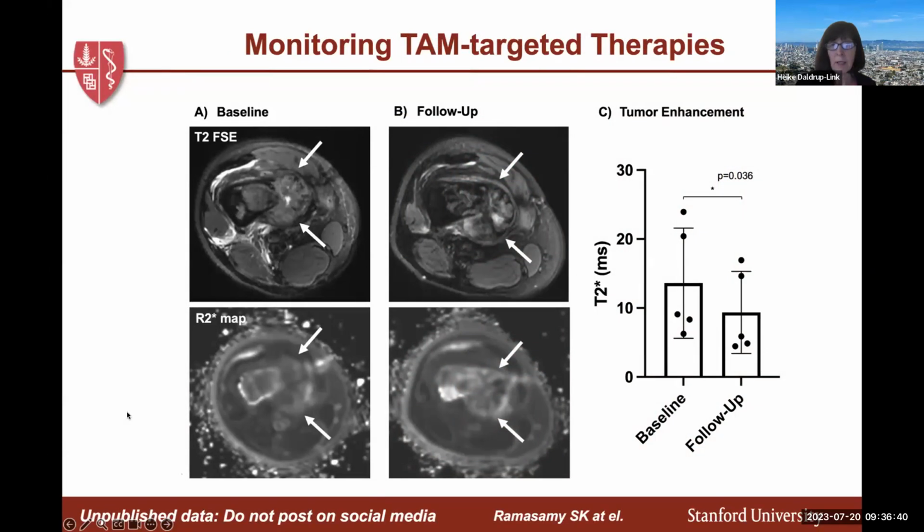We can quantify these effects, so we acquire multi-echo T2 star sequences, then generate T2 star maps, and that allows us to measure T2 star or R2 star values. And so we could quantify that indeed these treated tumors show a shortening of T2 star values of the tumor tissue.